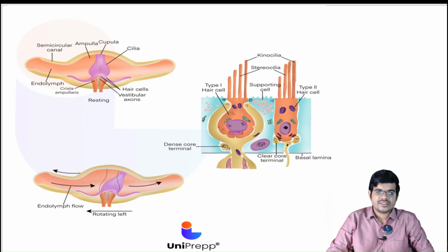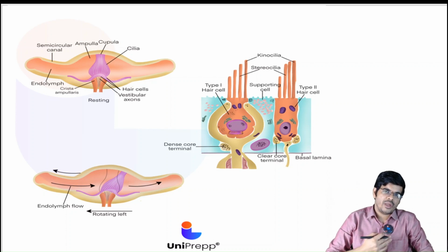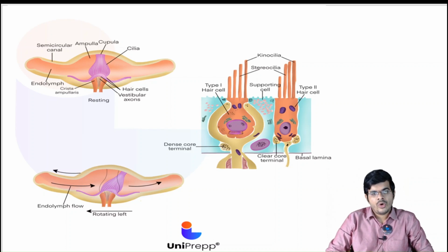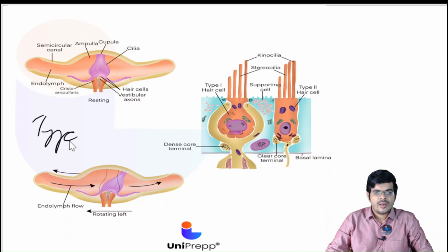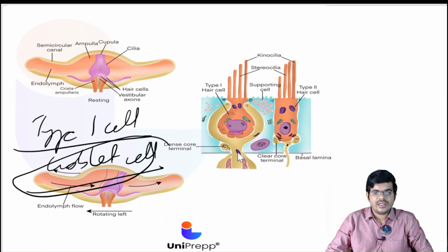Okay, and this movement can be ampullopetal or ampullofugal. When it is moving towards the ampulla, it is called ampullopetal. Away from the ampulla, it is called ampullofugal. Okay, and now what are these hair cells that are seen? They are of two types, the type 1 hair cell and the type 2 hair cell. The type 1 hair cell has a peculiar goblet shape. Okay, it is goblet shaped, and here you have the afferent nerve ending in the form of a calyx.